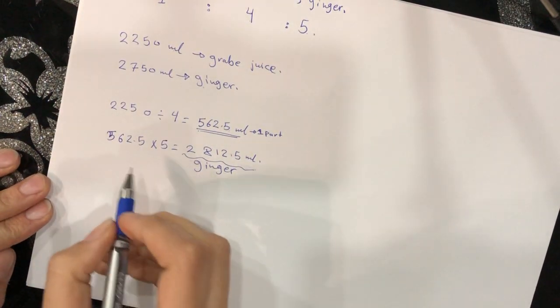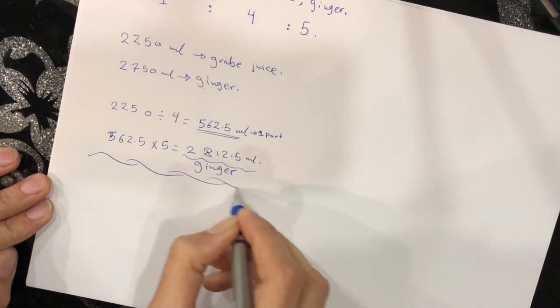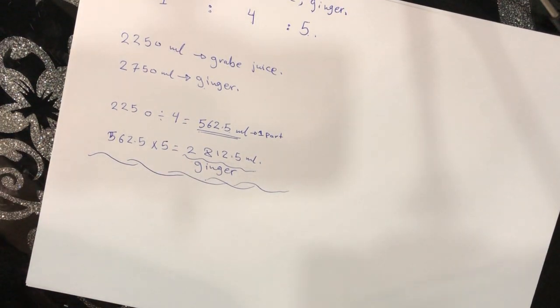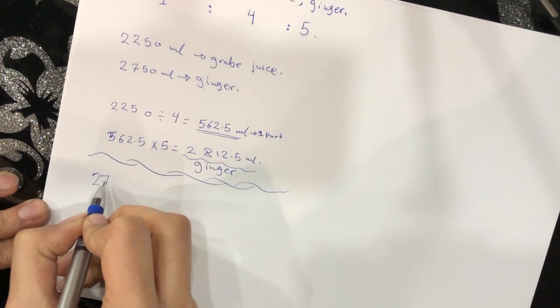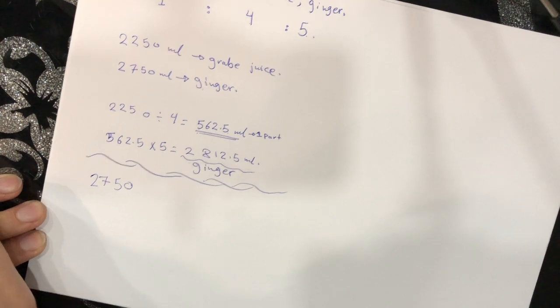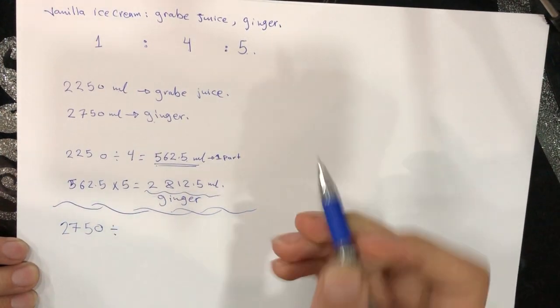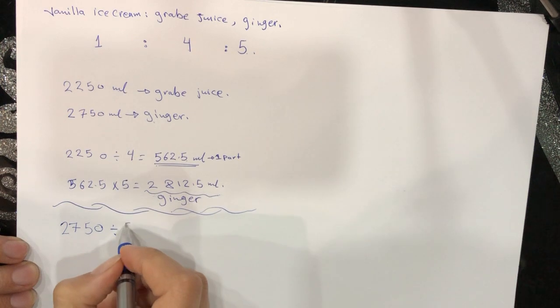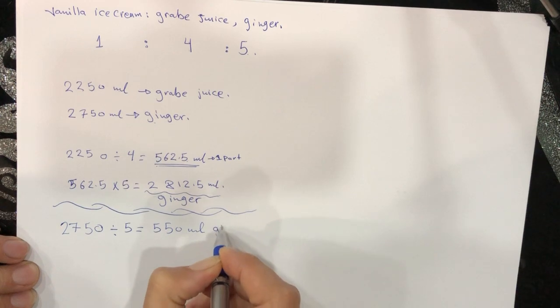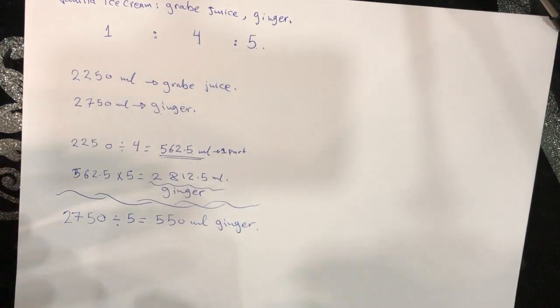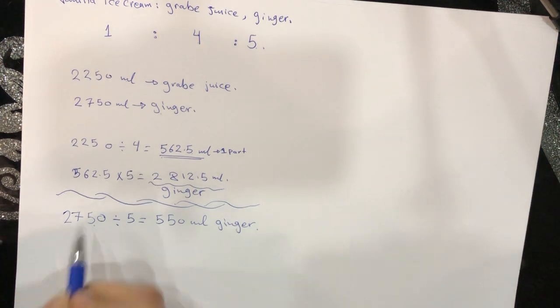Let's say she will use the entire amount of grape juice. I'm sorry, the entire amount of ginger that she has. So we'll take the entire amount of ginger, which is 2,750, and then we will divide it by the ratio of the ginger, which is 5. We will get an answer of 550 milliliters of ginger. Can she use the whole amount of ginger? Yes, because she has it.